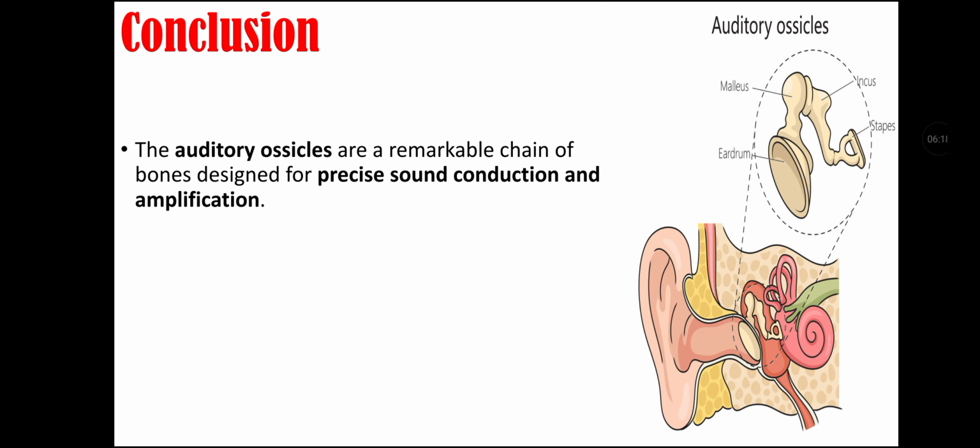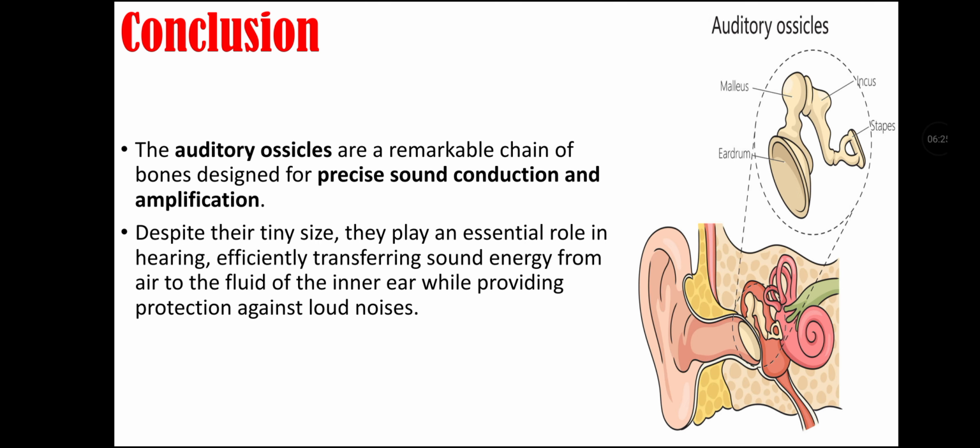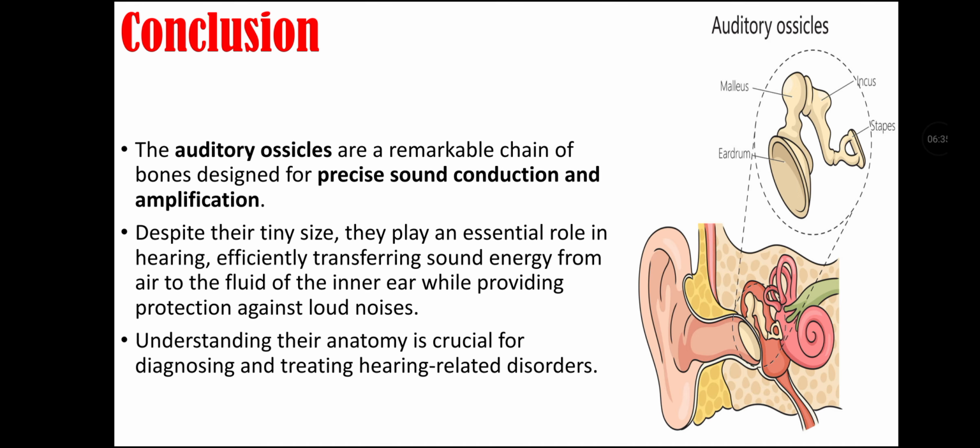Conclusion of this lecture video. Auditory ossicles are a remarkable chain of bones that are designed for precise sound conduction and amplification. Despite their tiny size, they play an essential role in hearing, efficiently transferring sound energy from air to the fluid of the inner ear while providing protection against loud noises. Understanding their anatomy is crucial for diagnosing and treating hearing related disorders.